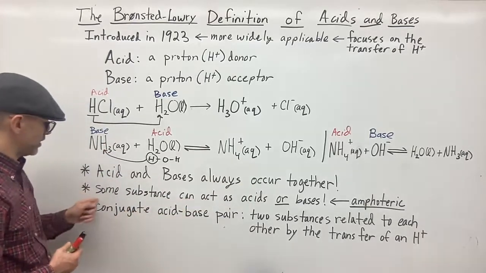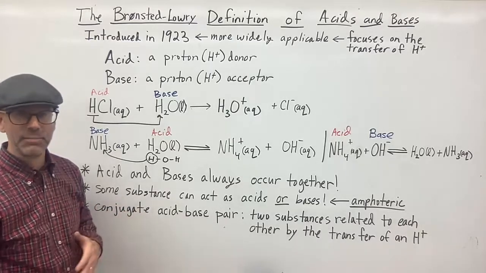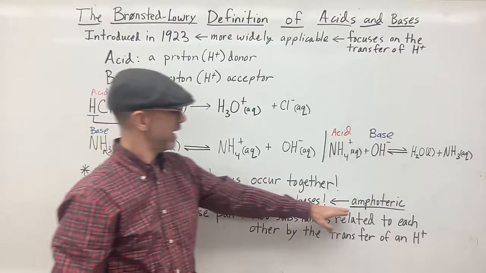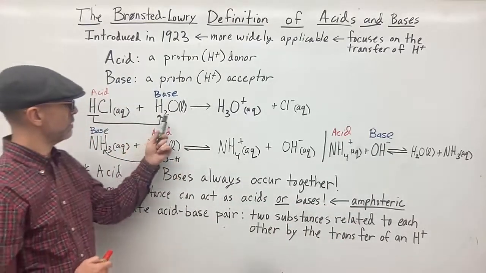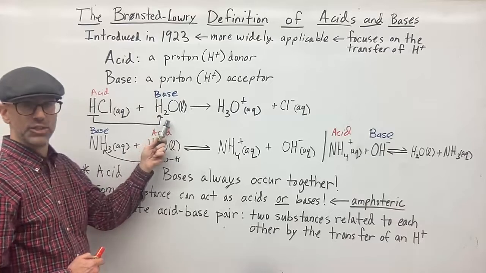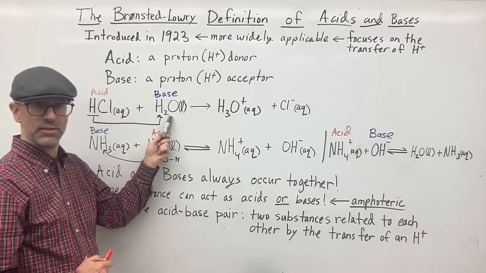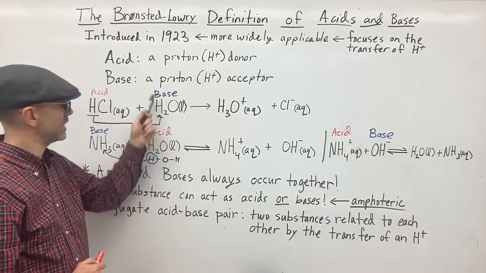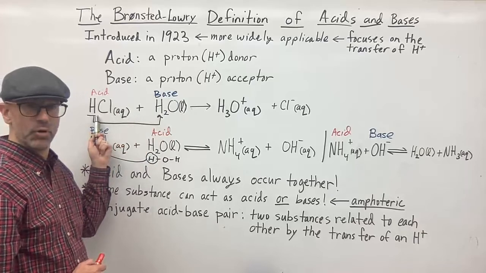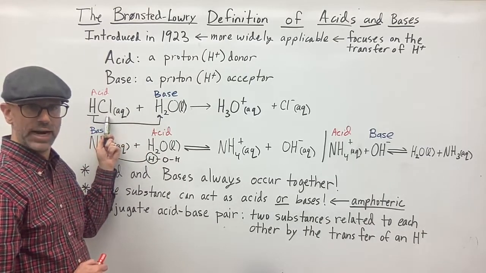The other thing to note is that some substances can act as both acids and bases, and we call those amphoteric substances. And here's a great example. You can see here, water in this reaction with the hydrochloric acid is acting as a base according to the Bronsted-Lowry definition because it is accepting a proton or H plus from your hydrochloric acid.